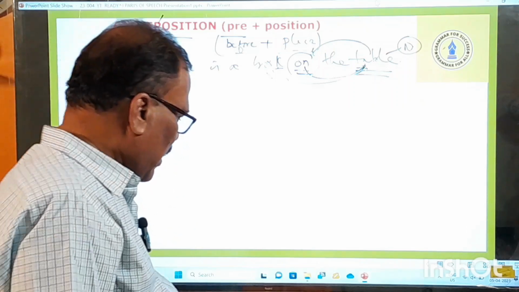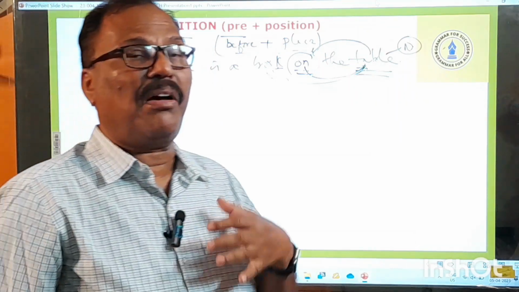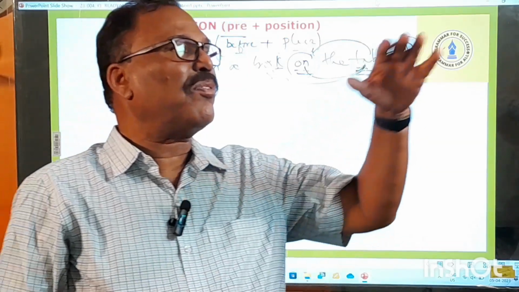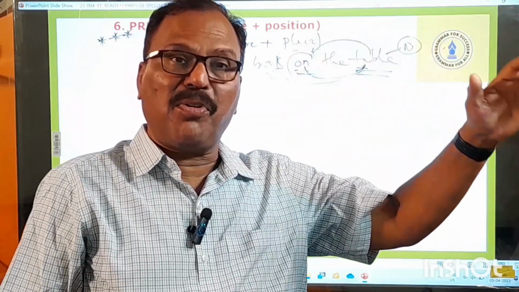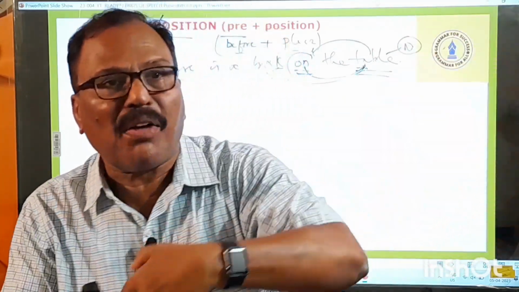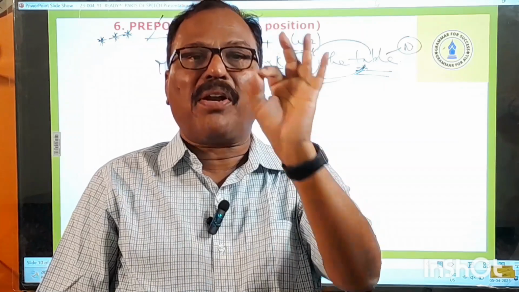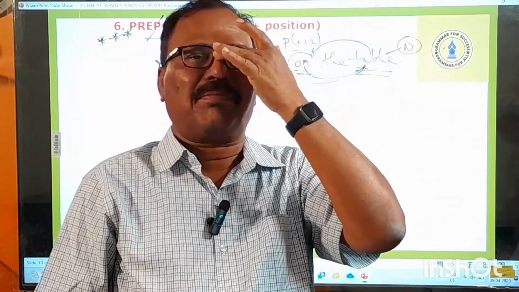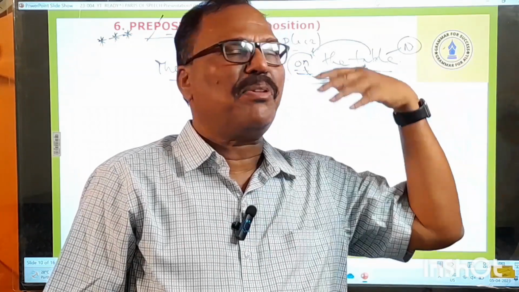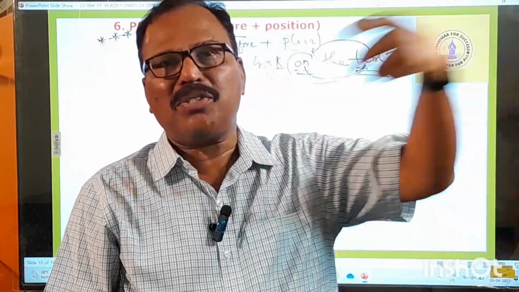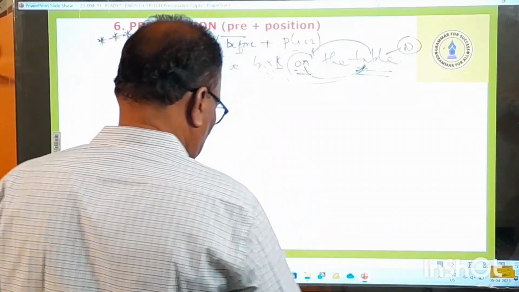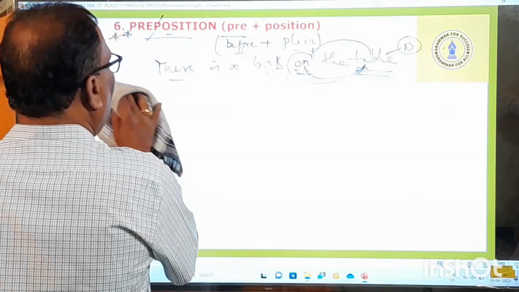So here, therefore, I can give you the definition in this way. Any word placed before a noun or pronoun and joins that noun or pronoun to the rest of the sentence is called a preposition. What is a preposition? It's like that. And here, let me give you some examples to make you understand.